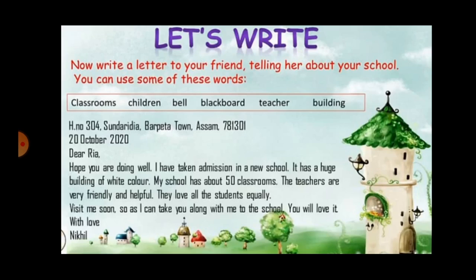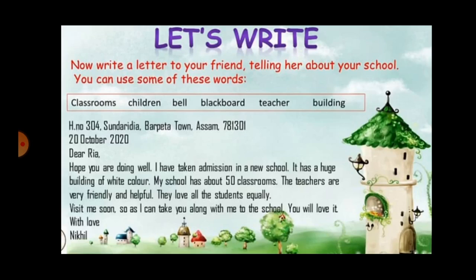After that, you have to write the complimentary clause, "With love," and then give the sign of the sender. Here, Nikhil is sending this letter to Ria, so Nikhil will write his name. If you want to write your name and your address, you can do. And in the salutation, you can write your friend's name instead of Dear Ria.